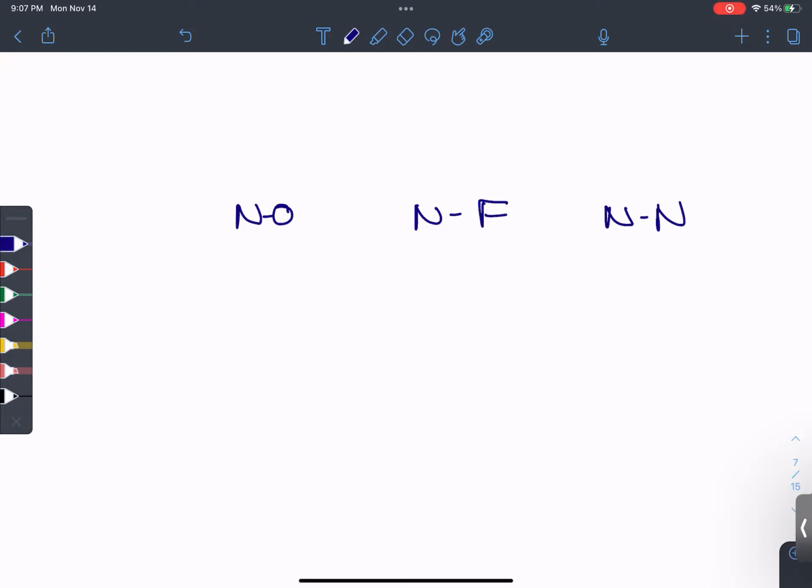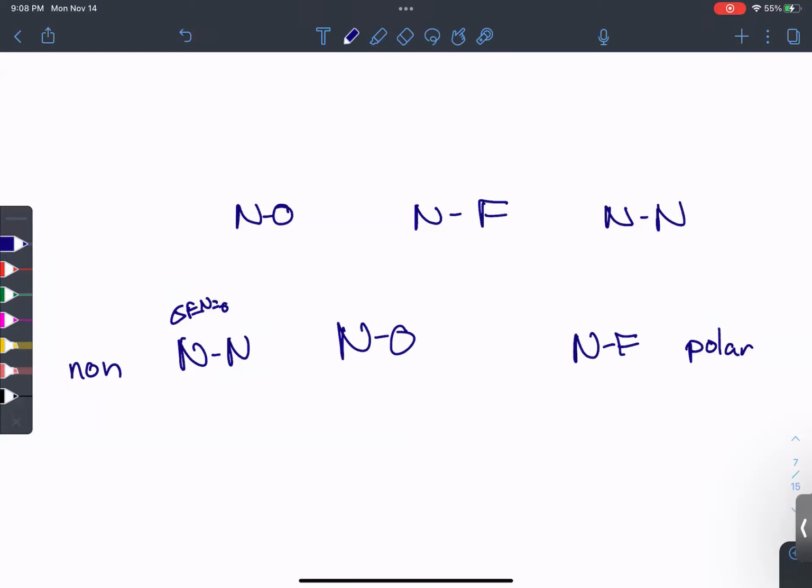Which one is the most nonpolar? NN, of course. That one has an electronegativity difference of 0. Now, NO and NF. Which one will have the higher difference? NF, because the elements are further away from one another. Yes. So NF is going to be more polar than NO. Let's see if I can think of another one. I can't think of another one right now. So there's another example that you can work with.